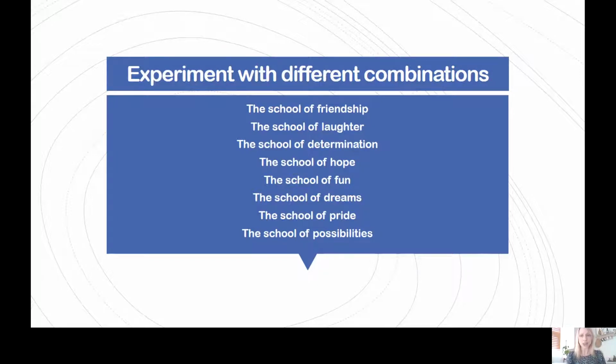So the school of friendship, the school of laughter, sounds like a school I'd like to be in, the school of determination, the school of hope, the school of fun, school of dreams, the school of pride, the school of possibilities. So for you, and this is where you guys as an author get to create your own setting, get to set the scene as to what your particular school will be like. How would you characterize the school that you're going to create? So choose your abstract noun carefully. Choose the one that really fits your idea of your particular school.